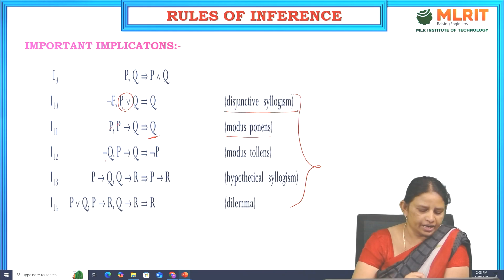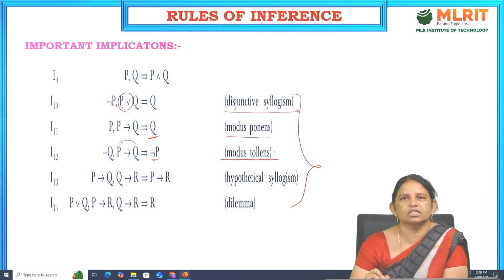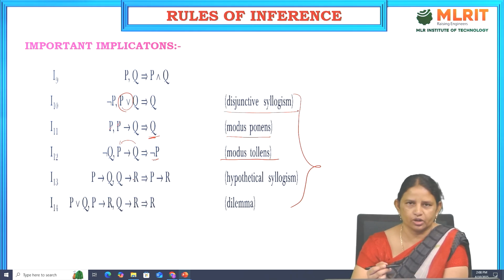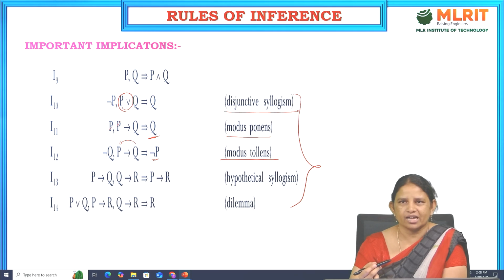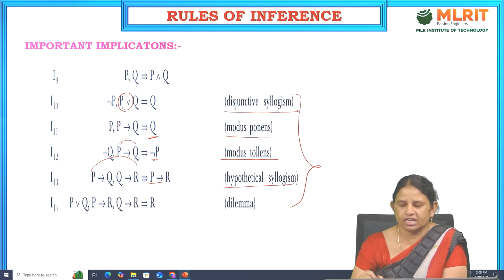Next, negation Q, P implies Q. So Q, then the same variable. What about the left-out variable? That is P. That is the negation P. That is called modus tollens. Next, P implies Q, Q implies R. That is according to the transitive property. So P implies Q, Q implies R, then P derives R. That is called hypothetical syllogism.